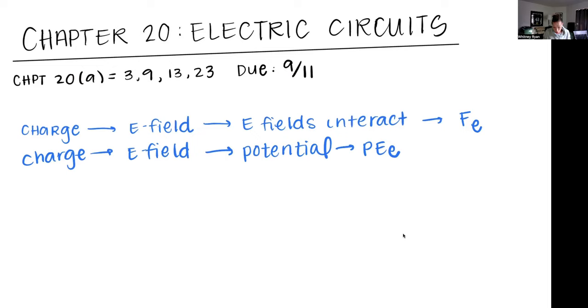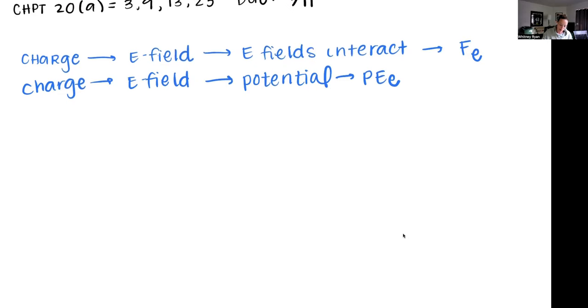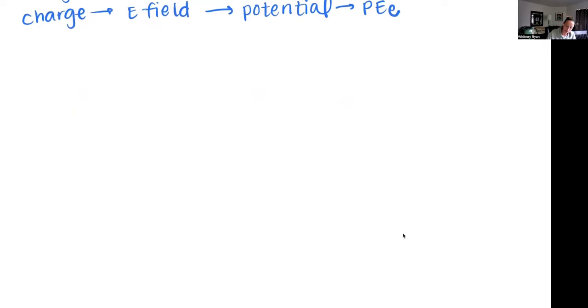Now we're going to zoom out a little bit and look at a big macro picture of when charge moves. And then we will zoom back in and see all this stuff falling out because charge is moving. But right now we're going to zoom out and look at this macro picture of a charge moving through a wire specifically. And that's how we get electric circuits. Okay, so now you know where we've been, where we're going. Let's start this chapter.